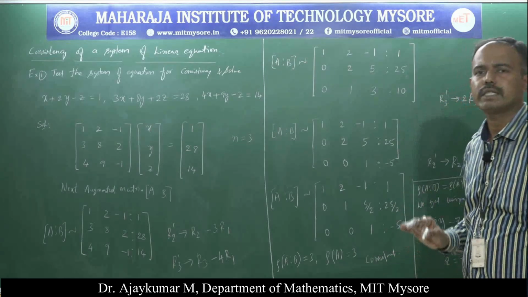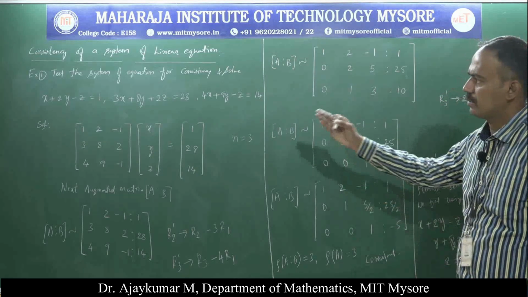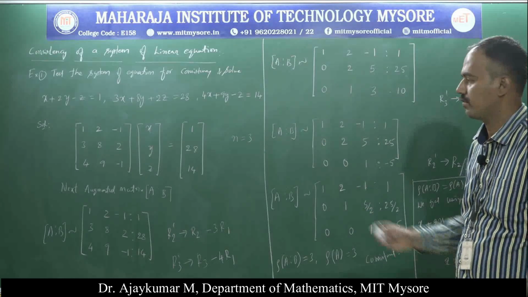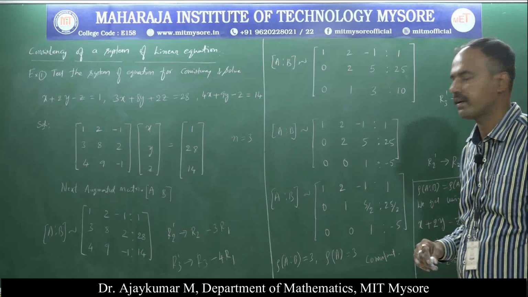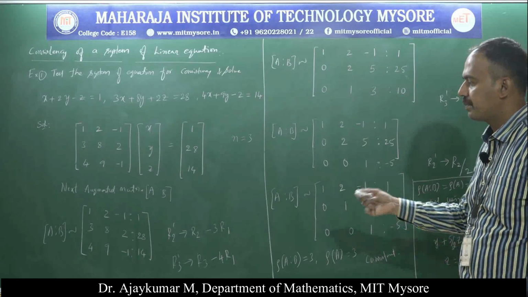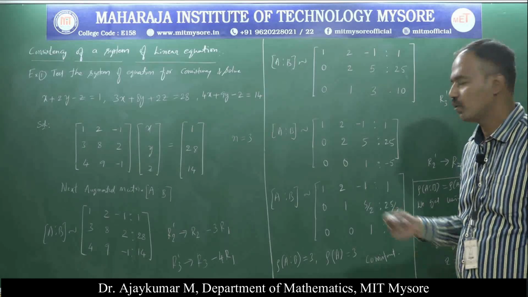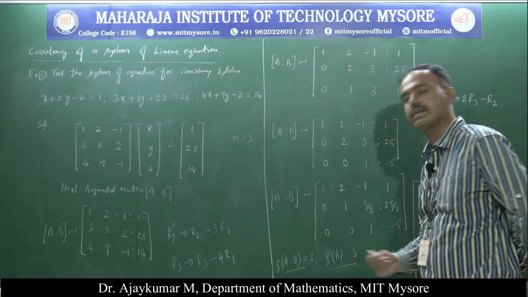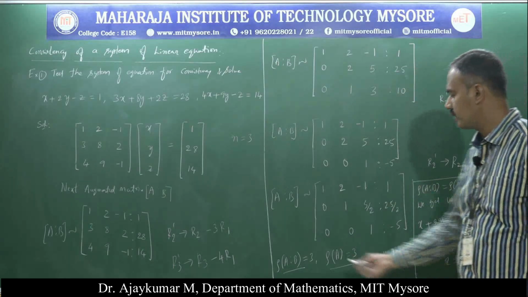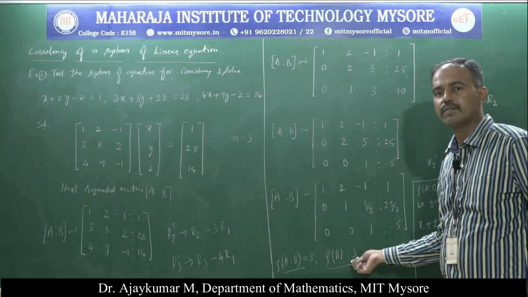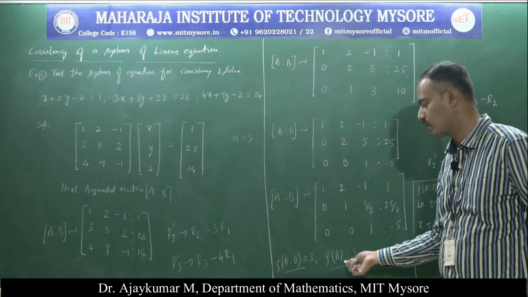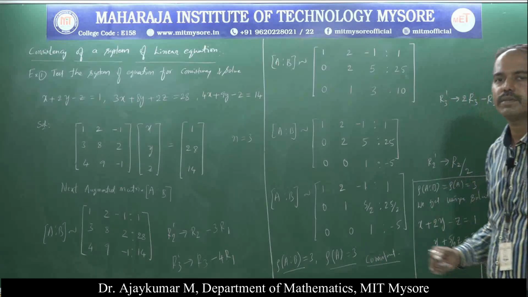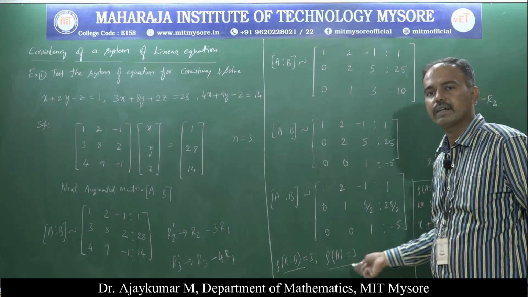One important observation: suppose we have a system of 3 equations with 3 unknowns. First represent it in augmented matrix form. Later apply row reduced echelon form to find the rank of the augmented matrix and also the rank of the coefficient matrix A. Suppose these two are equal; then the system is consistent.